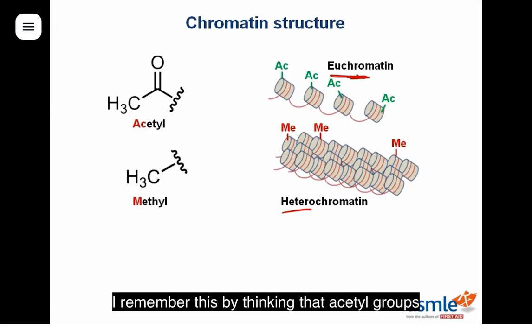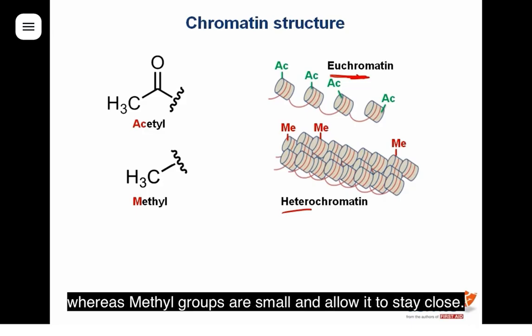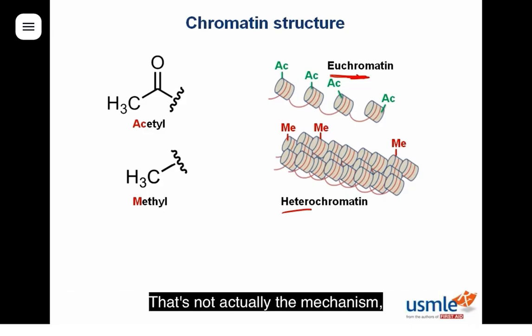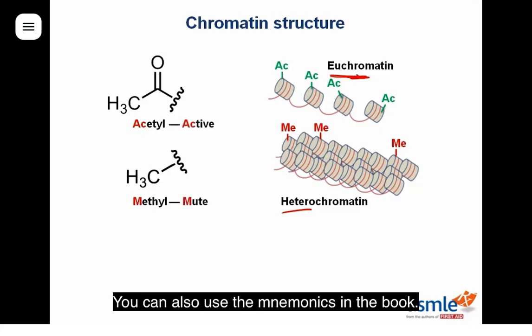I remember this by thinking that acetyl groups are much larger than methyl groups, and therefore will push DNA away from histones, whereas methyl groups are small and allow it to stay close. That's not actually the mechanism, but it might help you keep these straight. You can also use the mnemonics in the book. Histone methylation mostly makes DNA mute, and histone acetylation makes DNA active. Keep in mind, this is referring to the methylation of the histone proteins, not DNA.